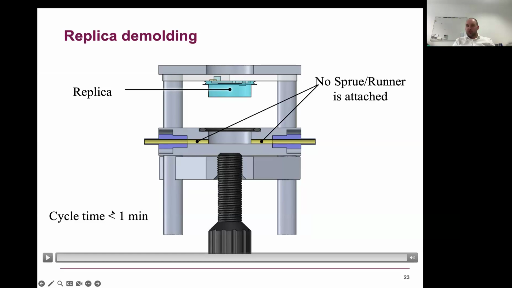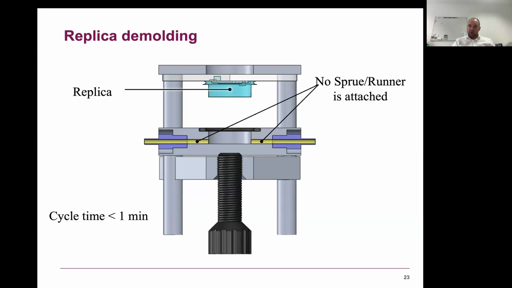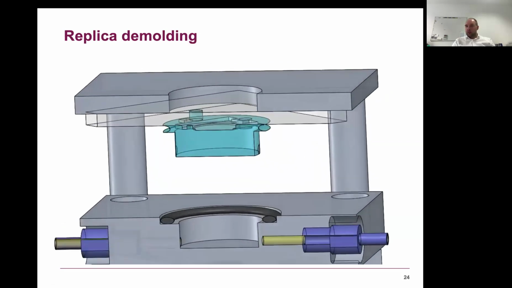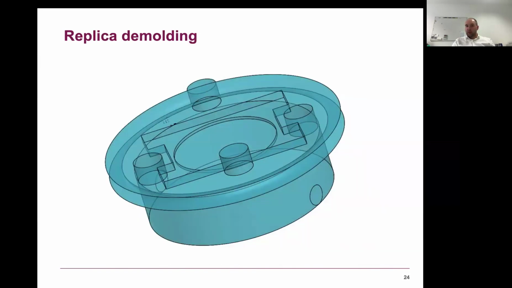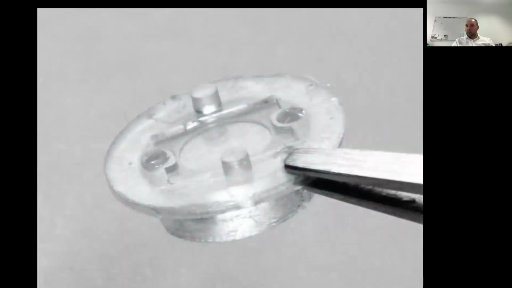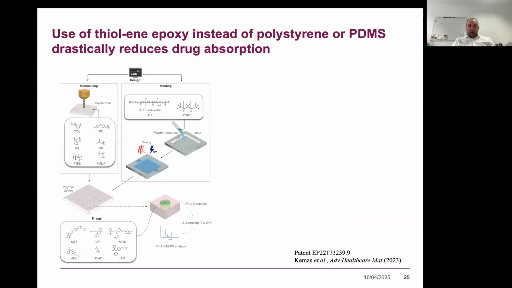And overall, the cycle time takes less than a minute, so essentially as long as watching the movie of it. And this means we can very rapidly generate a replica of whatever mold structure we have, and then we have a new microfluidic chip or device. So this was the overall fabrication process.